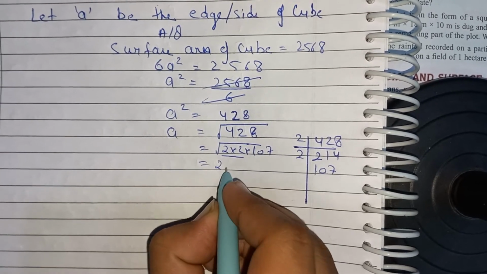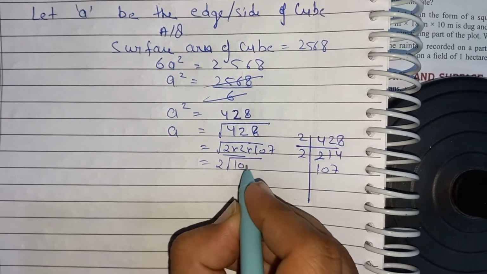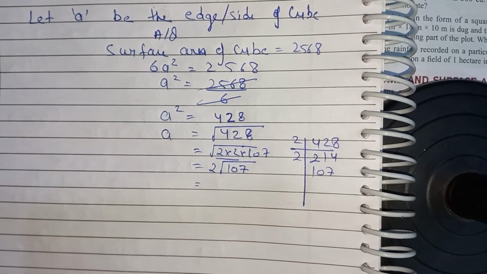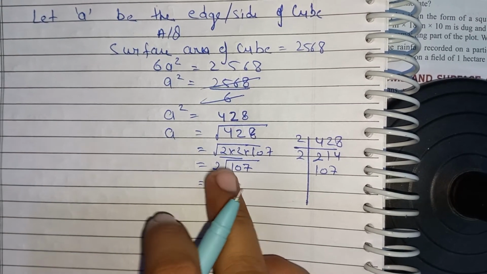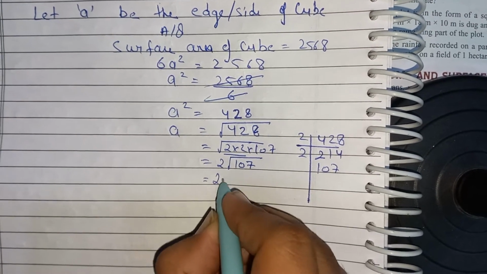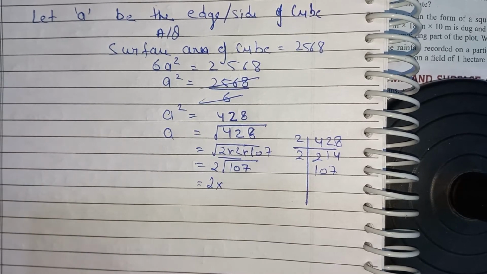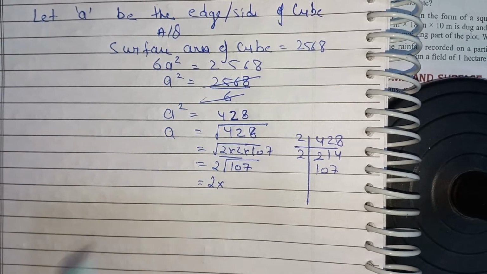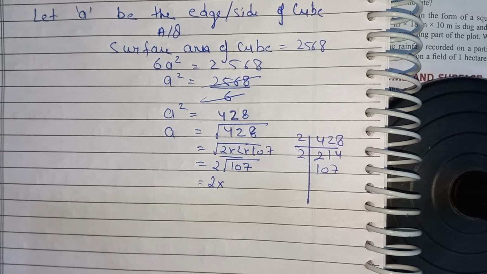Two are in a pair, so take it out of the root. This is the answer. And look at this question: 2 is in the whole number, so I am getting 2 as it is, 108. Now, if you know the method of finding the square root, then you can apply it, but many of you don't know it, I am sure. So apply a simple trick.